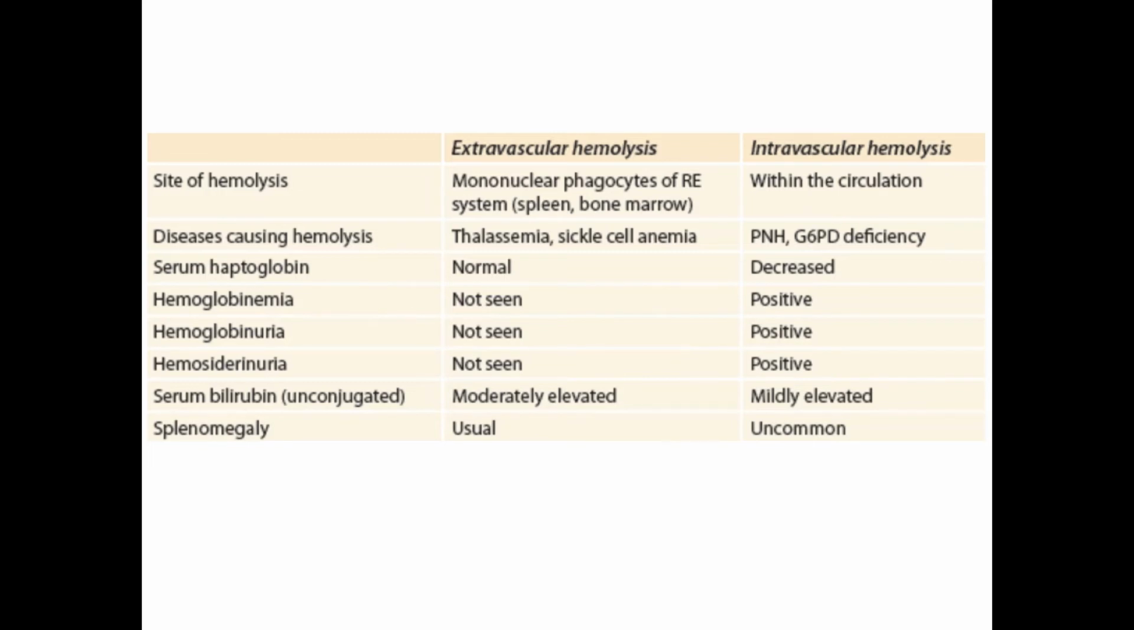Hemoglobinemia, hemoglobinuria and hemosideruria, all these three are not seen in extravascular hemolysis but seen in intravascular hemolysis. Unconjugated hyperbilirubinemia, that is elevation in unconjugated serum bilirubin, is more characteristic of extravascular hemolysis because in intravascular it is not that elevated. Lastly, splenomegaly is common in extravascular hemolysis as compared to intravascular hemolysis. The reason is that spleen is the site where hemolysis takes place in extravascular hemolysis, whereas in intravascular it is within blood vessels. So that is why there is no reason for the spleen to get enlarged.